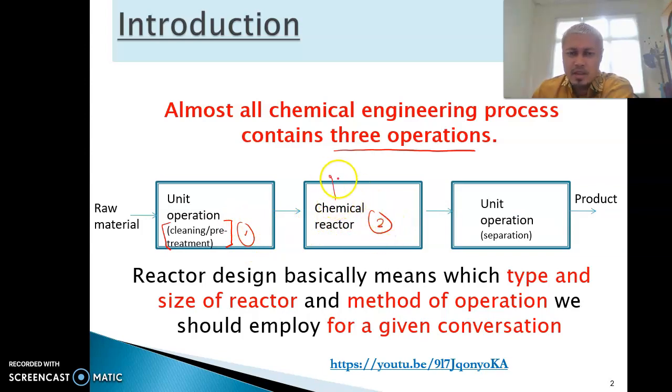It might be a furnace that needs to be used, or the container, the apparatus, or the mixing unit that we need to use in order for the reaction to occur. So number 2 is the chemical reactor. Then number 3 is unit operation, but this is separation. Previously we mentioned cleaning or pre-treatment; for this one it is separation. So basically, in any chemical process, we will have raw material and then the end product.